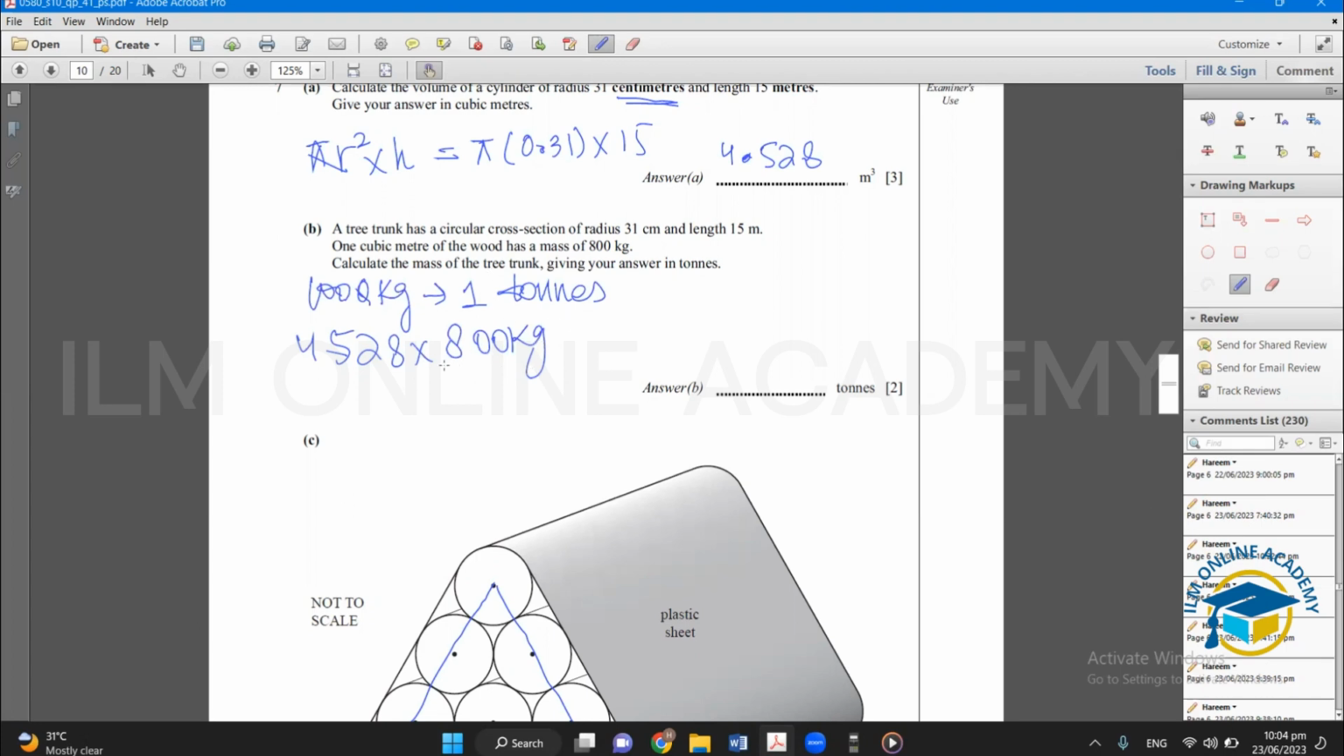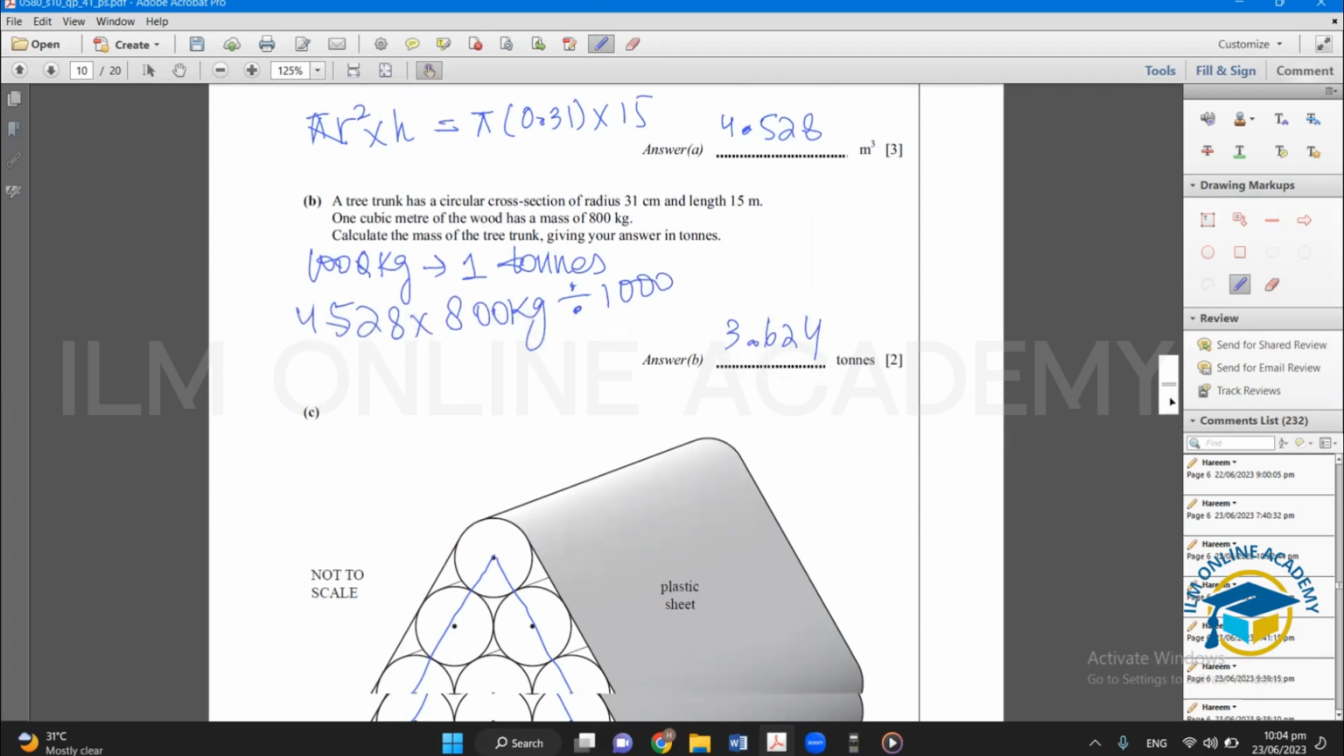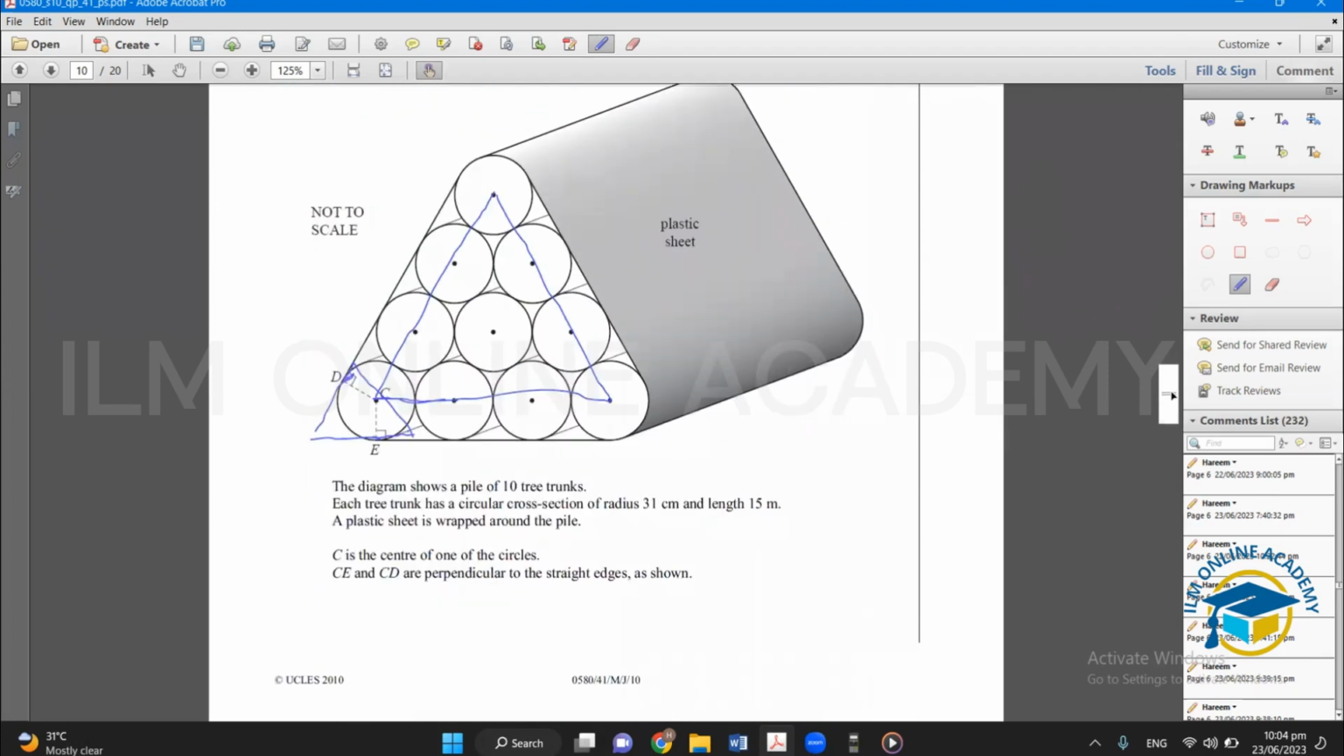It will give the mass in kilograms, but we have to find it in tons. So we have to divide it by 1000. The answer I have calculated is 3.624 tons. You can also check it on your calculator. Now this is the important part and you have to analyze it carefully. It even took me some time to analyze it, so I've already pointed out some things for a better explanation.